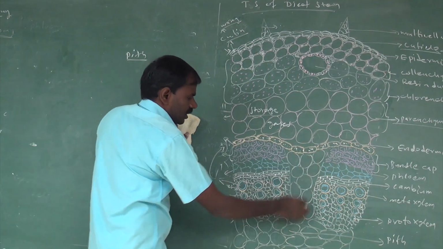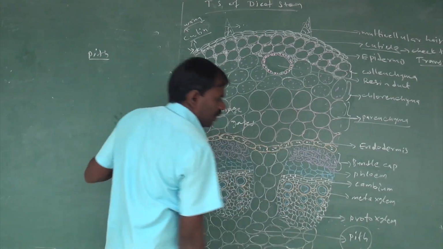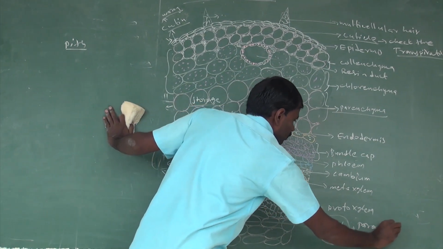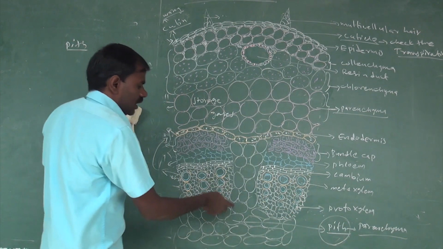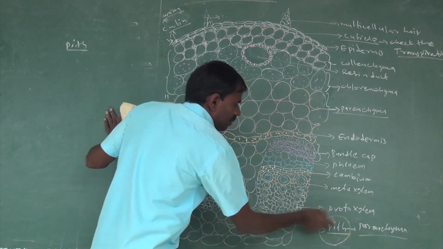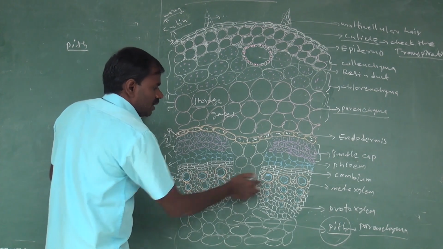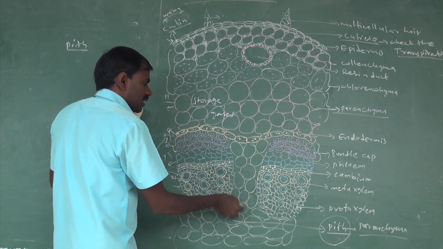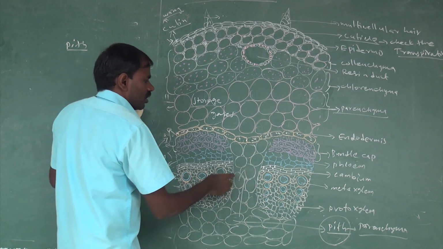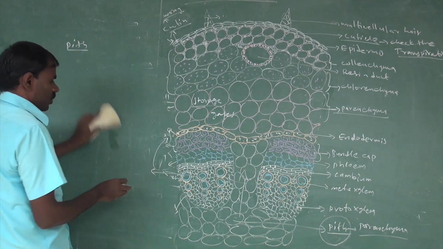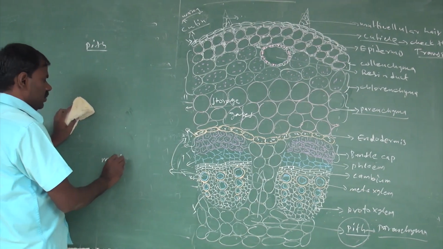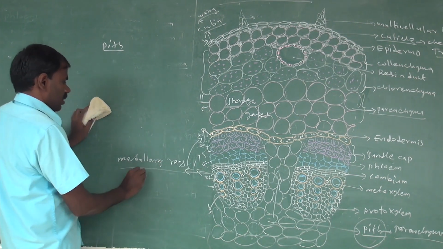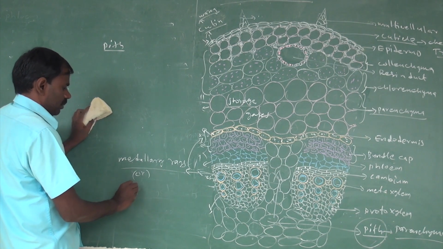The next one is the large central part of the region, which is called pith. The pith is a homogeneous tissue made up of parenchyma tissue, with large intercellular spaces present in the pith region. Between two vascular bundles, the pith elements extend, and that region is called medullary rays, or primary pith rays.